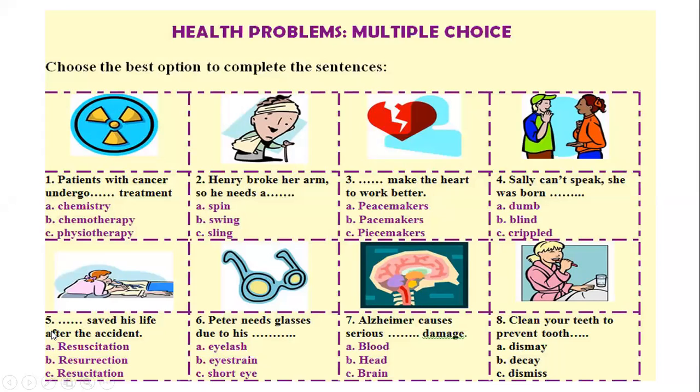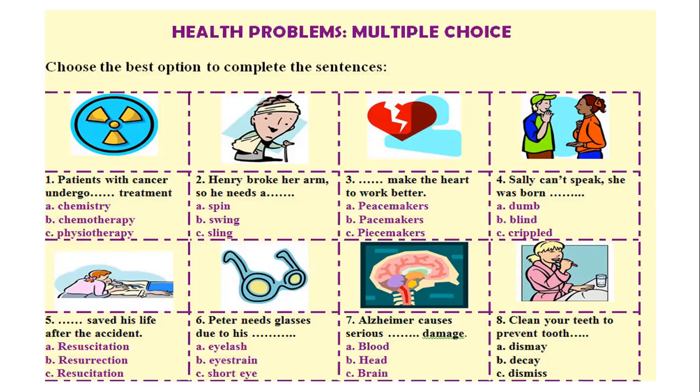Vean, number five. Pero es bien tricky, pero allí no había otra opción, porque cripple es parapléjico, ¿verdad? Entonces, la opción correcta era dumb. Así que estaban bien. Number five. Save his life after the accident. Resuscitation. Resurrection or resuscitation? Letter C. Así es, la resucitación, pero médica, ¿verdad? No es la resucitación espiritual, o la resurrección espiritual, ¿verdad?